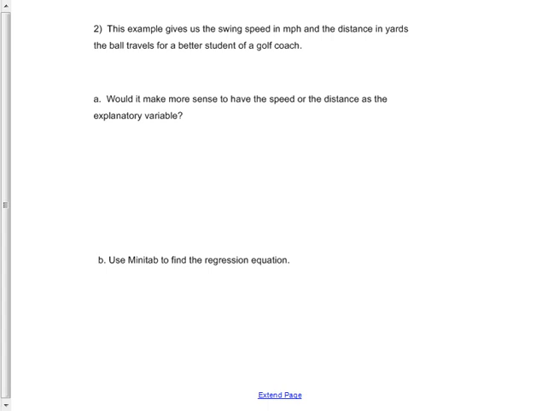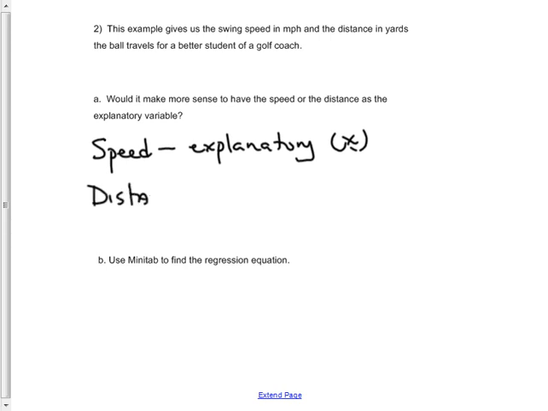So it makes more sense to me to make the speed the explanatory, which is our x, and the distance the response, which is y. Right, use Minitab to find the regression equation. So again, if we do this on Minitab, in column 1, let's type in the speeds, call it x, call it speed, whatever you want. And then in column 2, let's type in the yards.